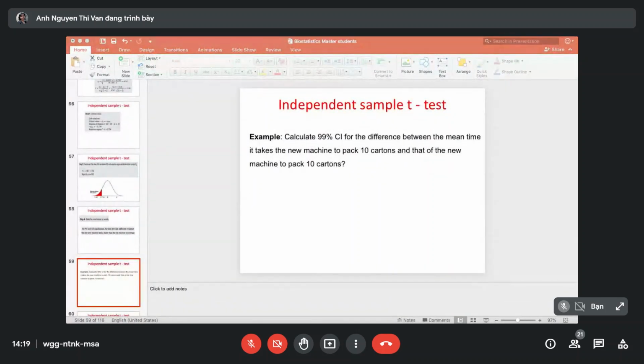So the formula to calculate the confidence interval is x1 bar minus x2 bar plus or minus the t-value of alpha divided by 2, multiplied by SP, multiplied by the square root of 1 over sample size n1 plus 1 over n2. Is that correct?